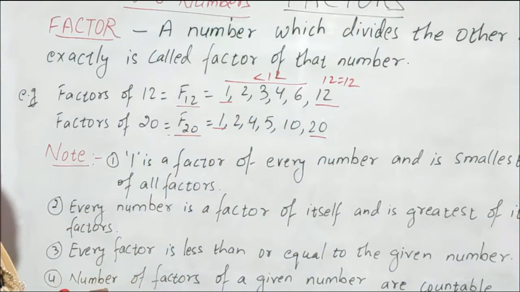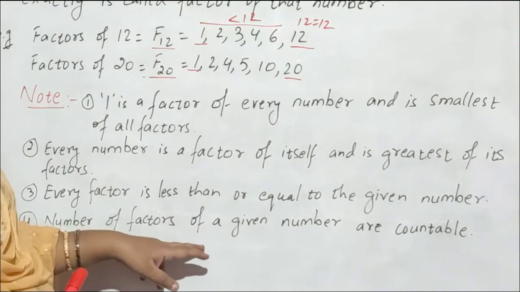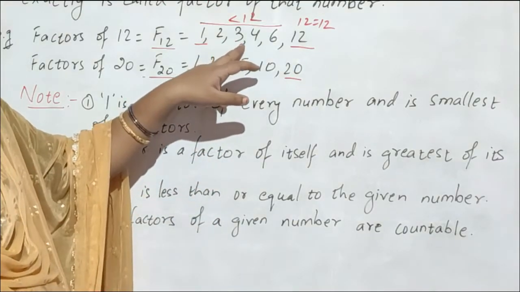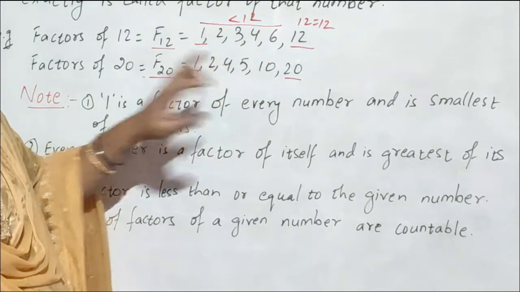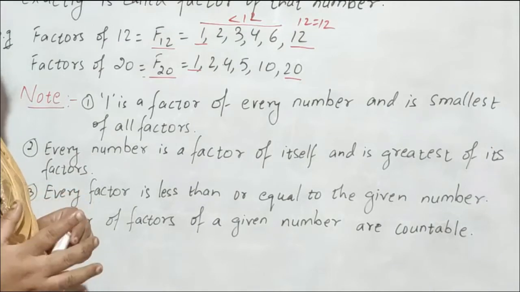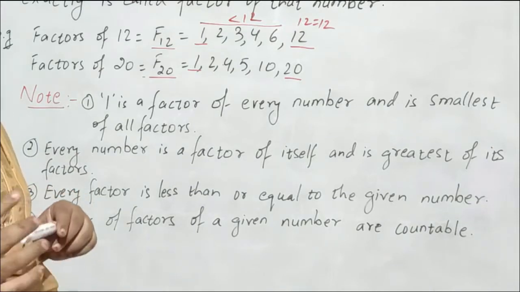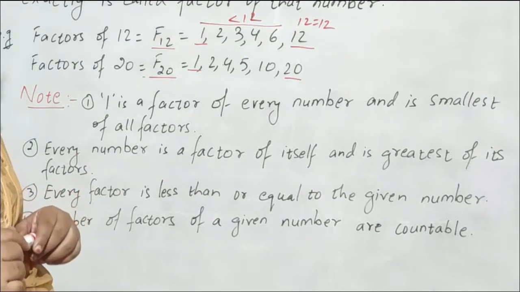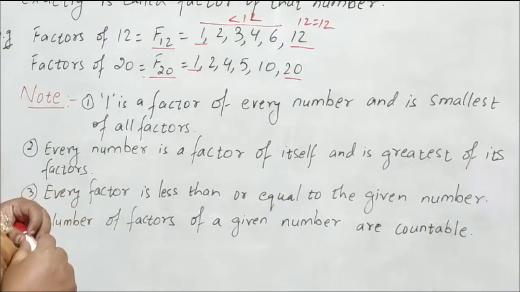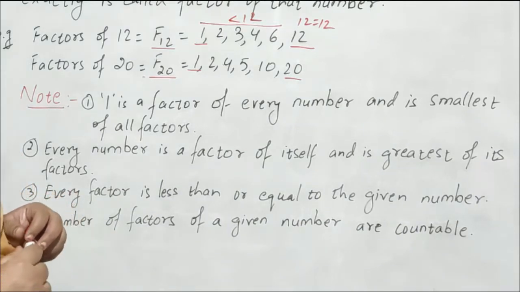Clear children? Next, the number of factors of a given number is countable. How many factors are here? 6 factors here. Here also 6 factors are there. So the number of factors for a given number is countable, finite, limited. Clear? We can count the number of factors of a given number. Clear children? This is about factors.